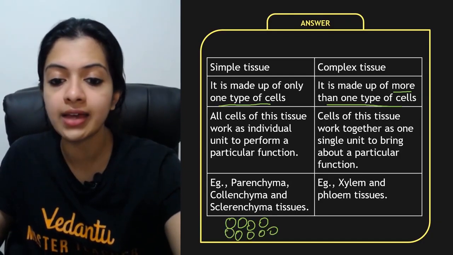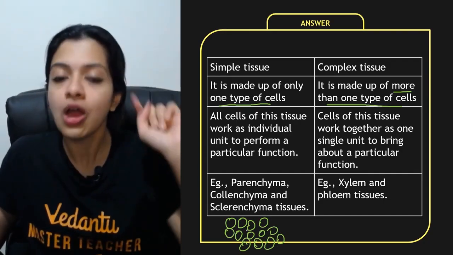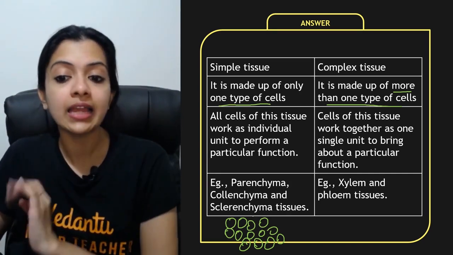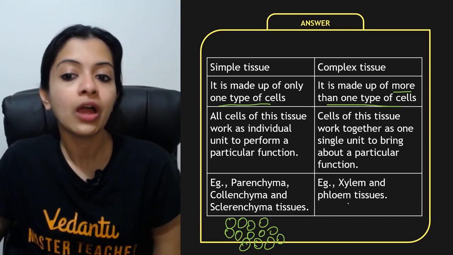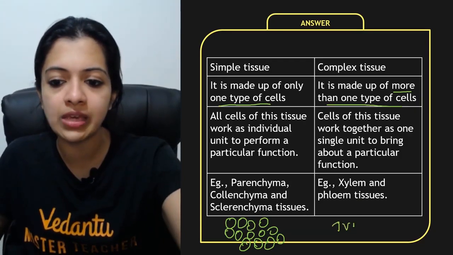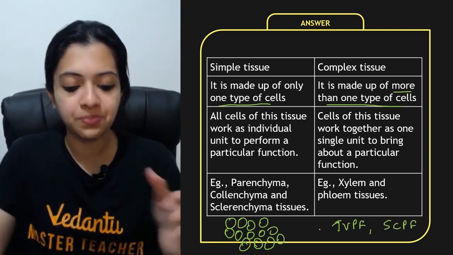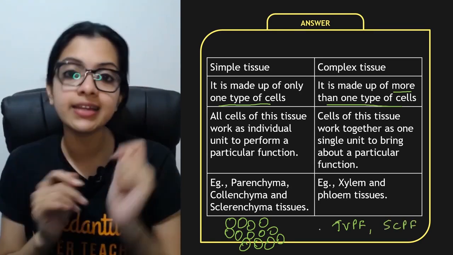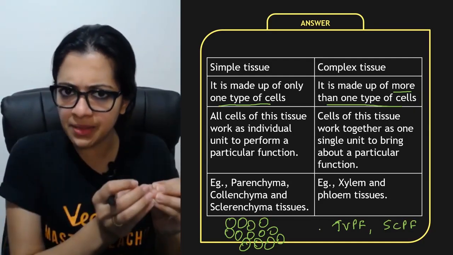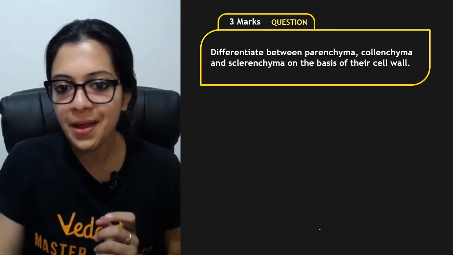For example, in the case of parenchyma, collenchyma, sclerenchyma, any of them at all, the entire tissue is made of just one type of cells. Parenchyma, collenchyma, and sclerenchyma are examples here. Xylem and phloem are examples of complex tissue. The different elements, remember TVPF and SCPF, make them up, and they work together as a single unit to bring about one particular function. Literally simple and literally very complex. That's what they are.